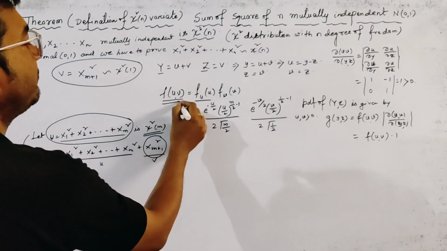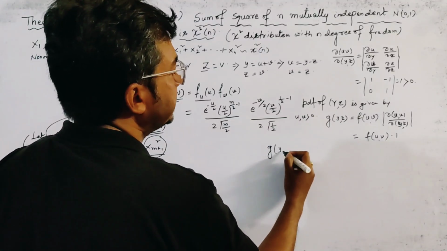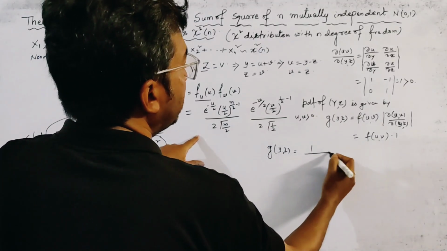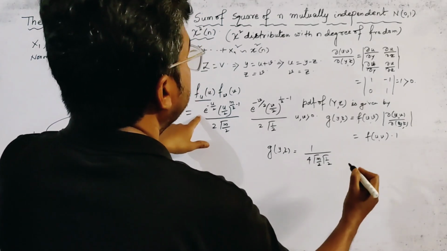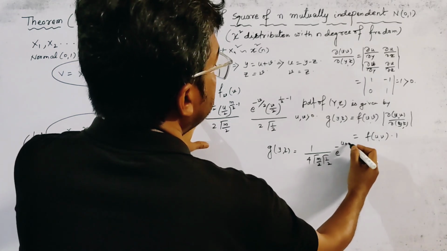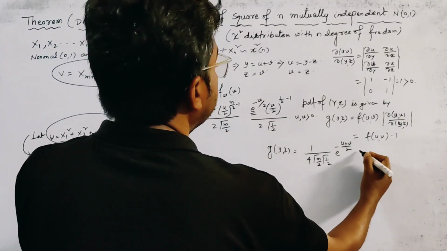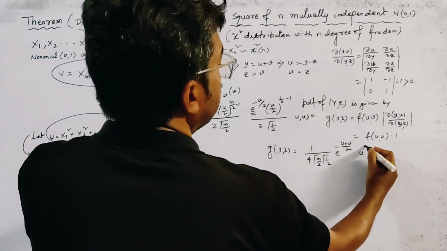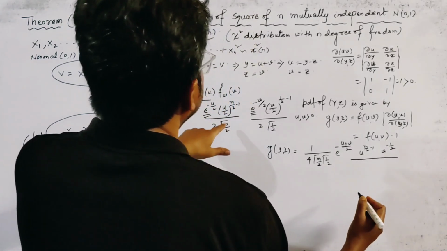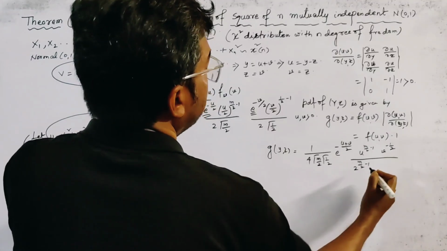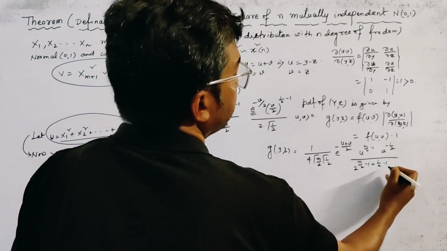We put the value of f_UV in place of here. So we get g_YZ, which is equal to 1 by 4 into gamma m by 2 into gamma half, into e to the power minus (u plus v) by 2, and this is u to the power m by 2 minus 1 and this is v to the power minus half, divided by 2 to the power m by 2 minus 1 and here also 2 to the power half minus 1. So this is plus half minus 1.